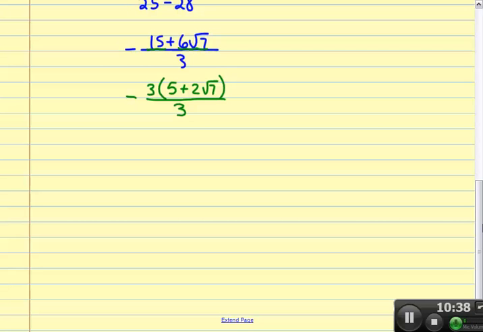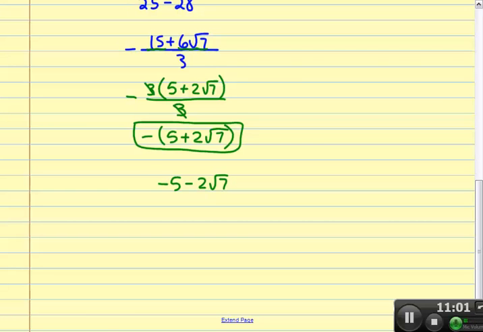You guessed it. We have to reduce this fraction. The 3's cancel and leave me with negative 5 plus 2 root 7. I can distribute that if I want. I don't need to. I can leave it factored like that. This is a perfectly fine answer, but I could also distribute it and get negative 5 minus 2 root 7 when the negative gets distributed in. That's also fine. I have to be sure that when I get an answer that's a fraction, I check to see if it reduces. Good job there.